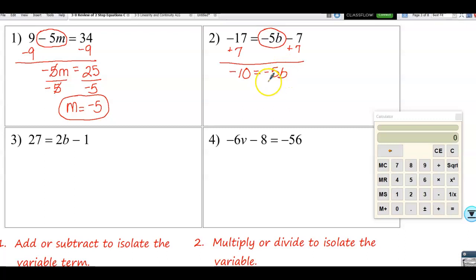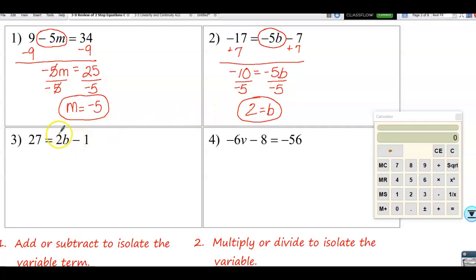Now the second step is always to multiply or divide to isolate the variable. This is negative 5 times b, so we want to divide by negative 5. We divide both sides by negative 5. Negative 10 divided by negative 5 is positive 2, which is what b is equal to. And I don't care if the b is on the right or the left. You can do it either way you want.